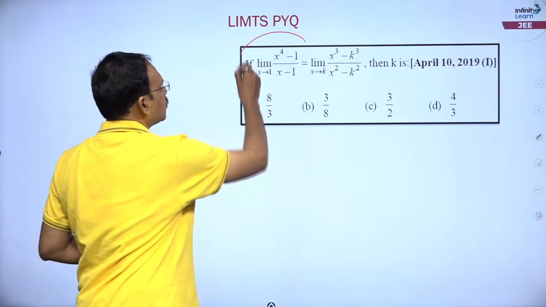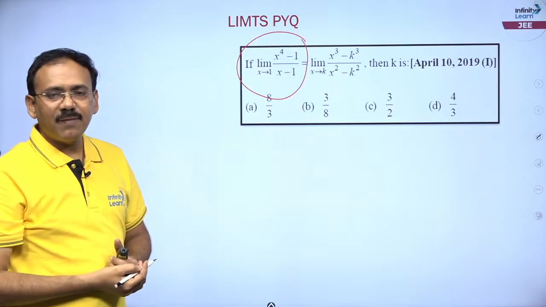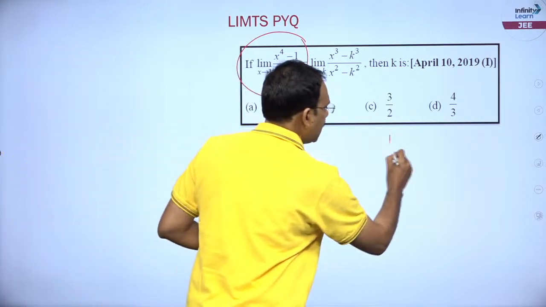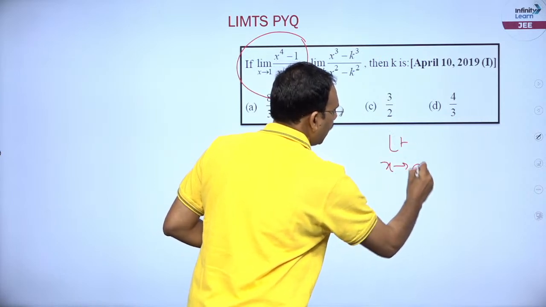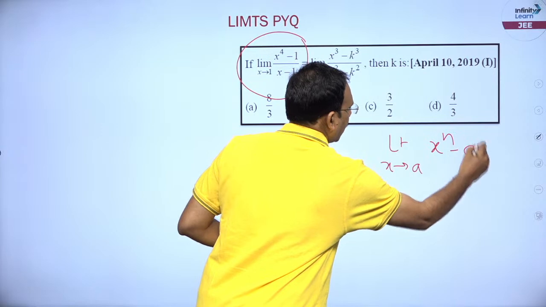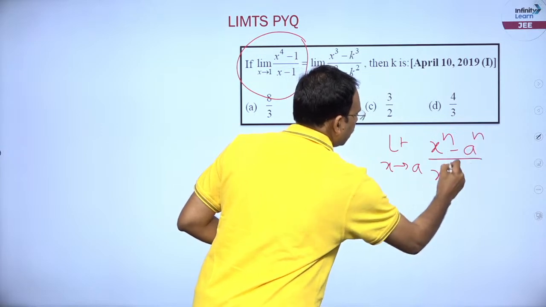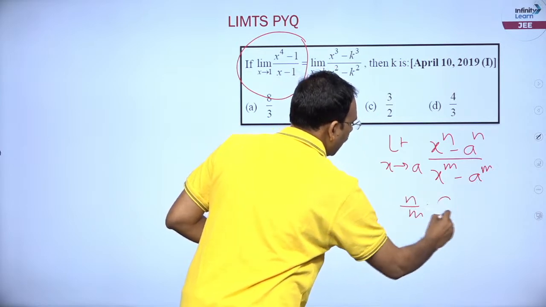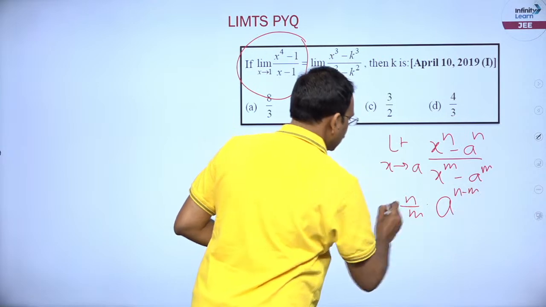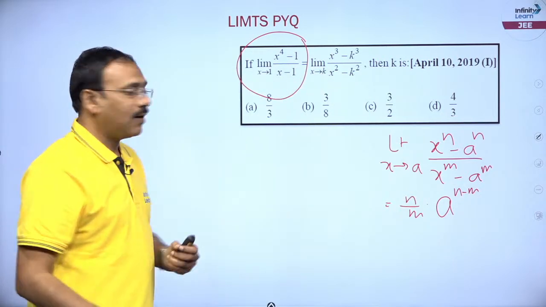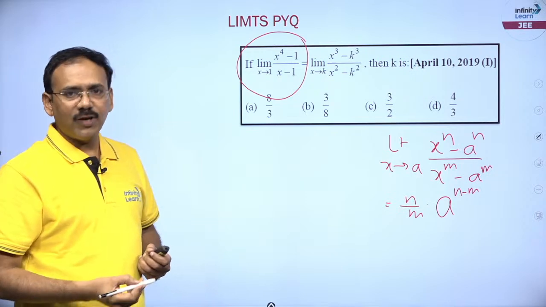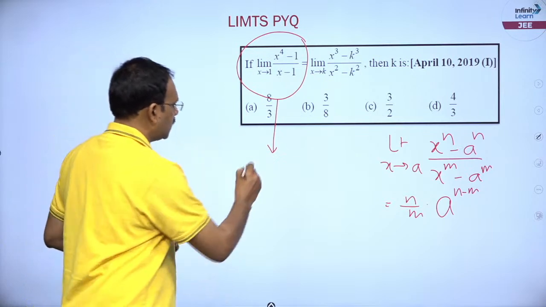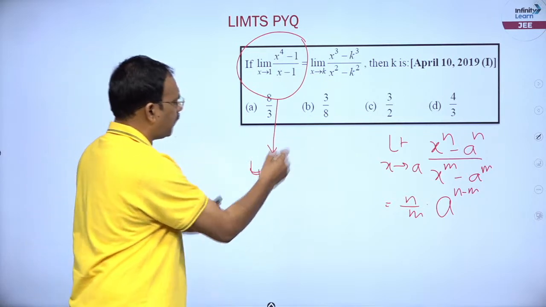You see, limit x tends to 1, (x power 4 minus 1) by (x minus 1) is a very basic standard question. The formula is: limit x tends to a, (x power n minus a power n) by (x power m minus a power m) equals n by m into a power (n minus m). So this is the standard formula, or you can also apply L'Hospital's rule for this. Now according to this formula, this problem becomes 4 into 1 to the power of something.